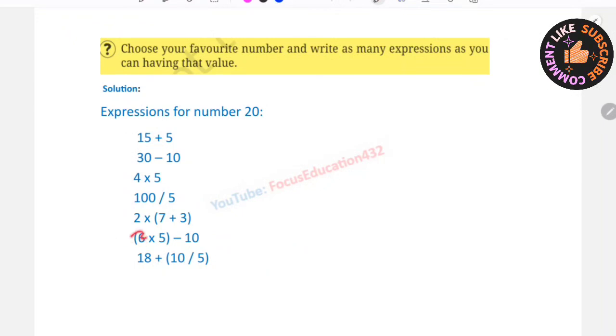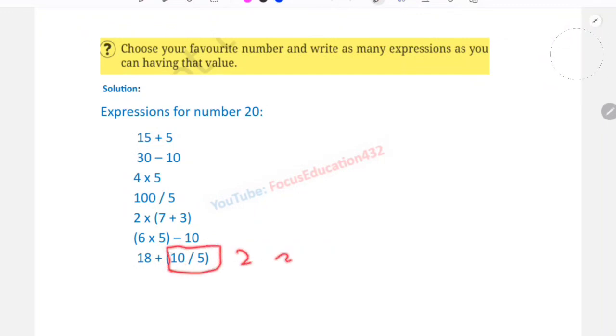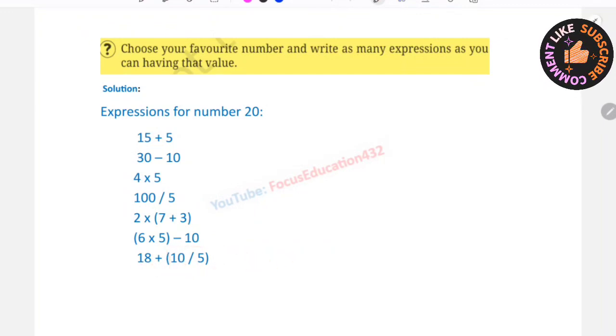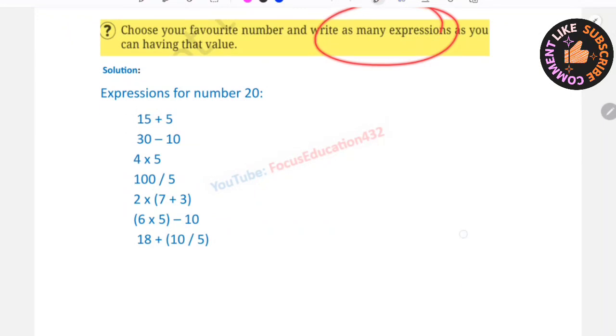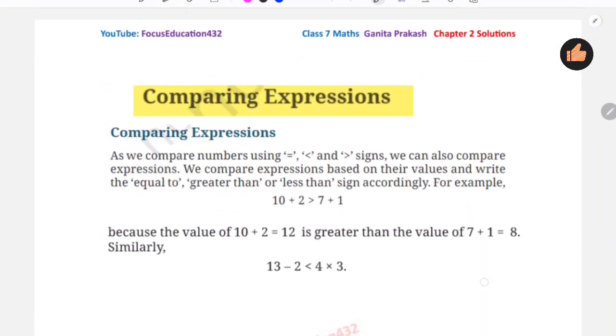Right. 2 multiplied by 7 plus 3. 7 plus 3 is 10. 10 multiplied by 2 is 20. Like this also you can write. 6 multiplied by 5 is 30. 30 minus 10 is also 20. 10 divided by 5 is how much? 2. So 18 plus 2 is 20. Like this you can write as many expressions as you want by choosing any number of your choice.